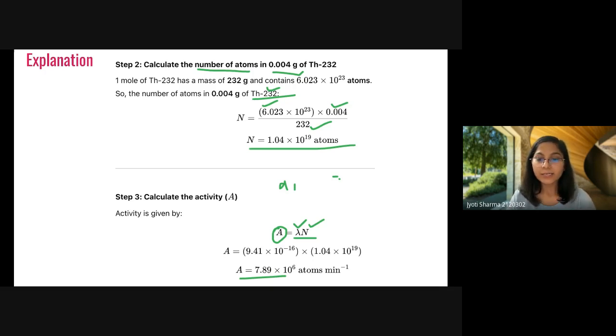And just see, because it is the rate, the unit is atoms per minute decay, right? So per minute this many atoms are decaying. Okay, so this is how we can calculate the rate of disintegration. So I think this is clear. We should move to the next question.